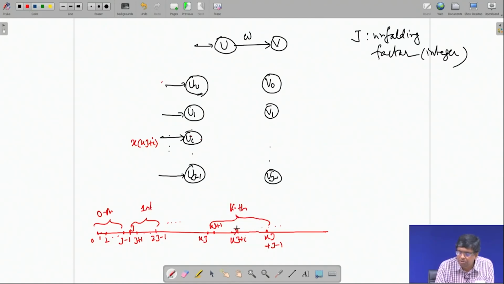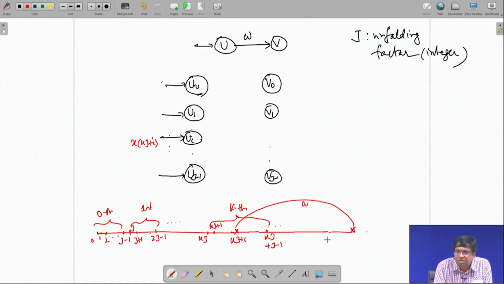From here I will be jumping to the right, I will come somewhere here. W number of input cycles, that is 1, 2, 3, 4, like that I hit here. So, that means x of kj plus i comes here, processed by u i, and this output has to be delayed by W number of input cycles, so in the original time scale it should be here.